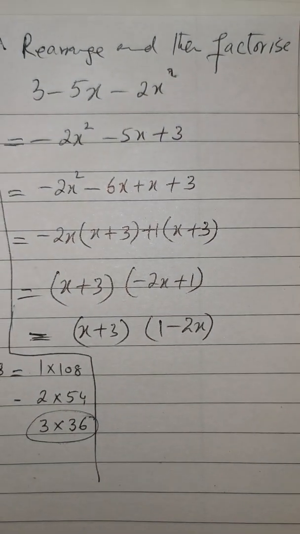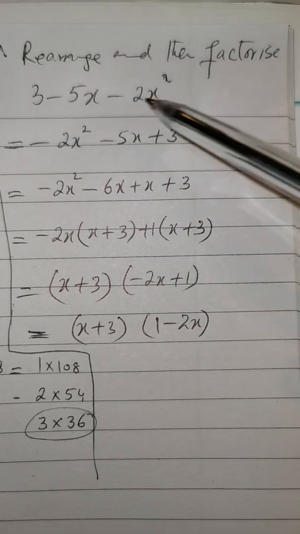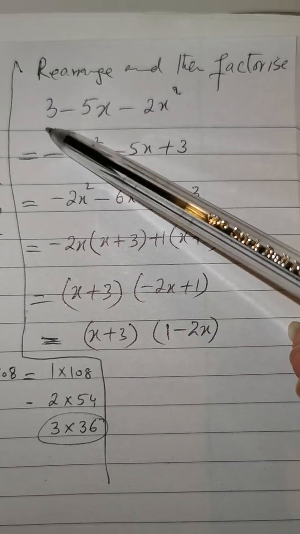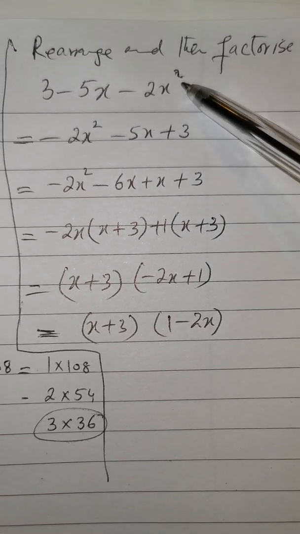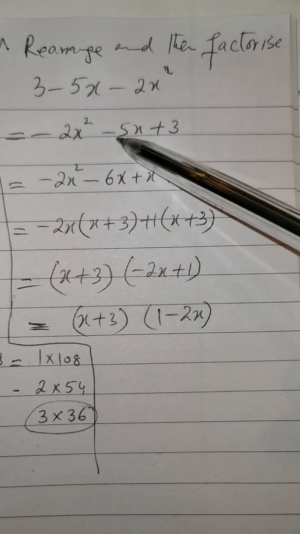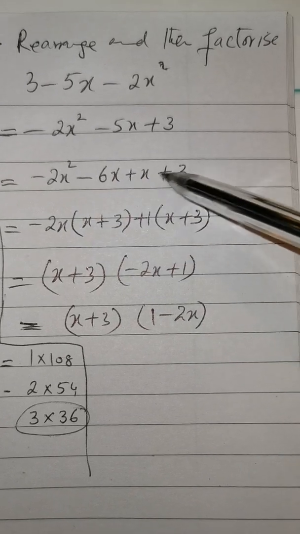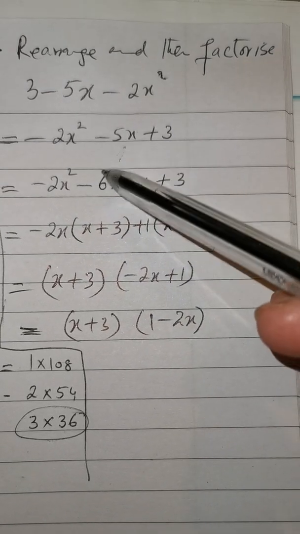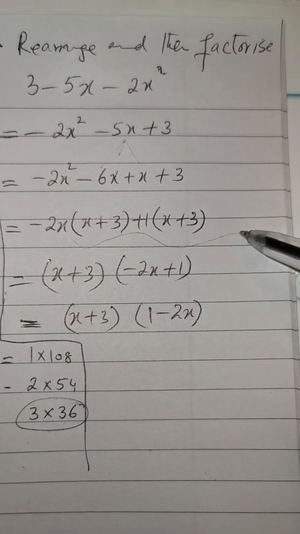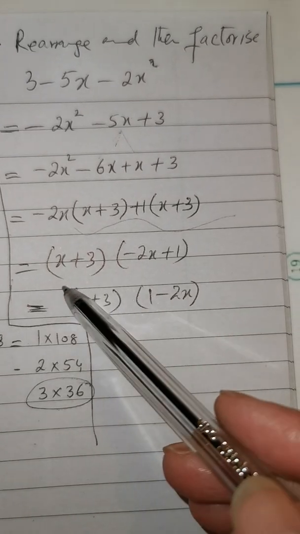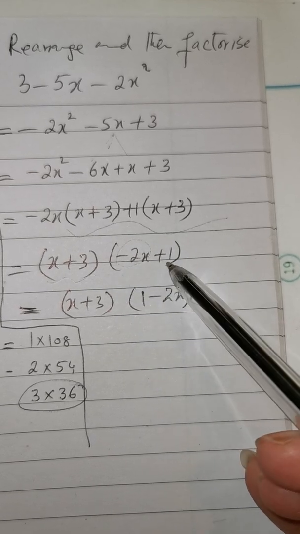Here is another example of this, rearrange and then factorize. They have given the constant first, then x power 1, then x square. For rearranging we will get minus 2x square first, minus 5x, and then plus 3, making the possible factors of 6. Minus 5x will split like minus 6x plus 1x, and then taking something common. When you have taken something common, you will see in the first expression here the answer is minus 2x plus 1.